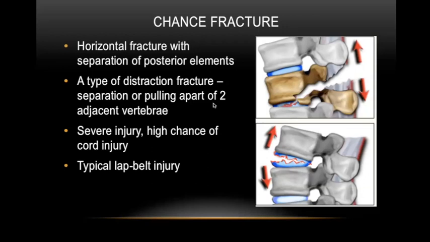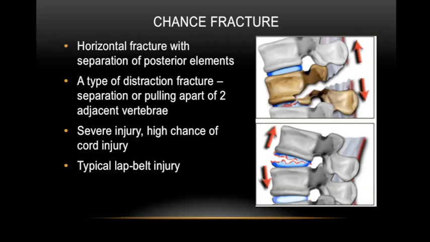So it's a type of distraction fracture, which is separation or pulling apart of two adjacent vertebrae. And it's a severe injury, with a high chance of cord injury. So it's a typical lap belt injury. Meaning someone who only has a belt at the bottom, with no shoulder strap.